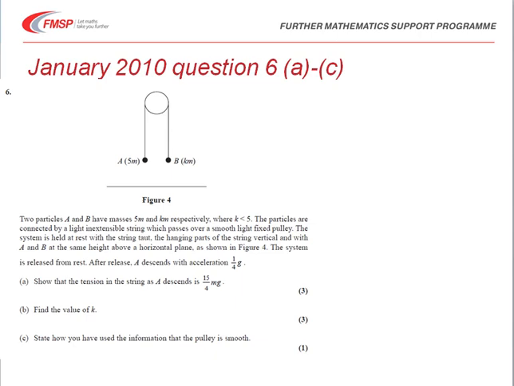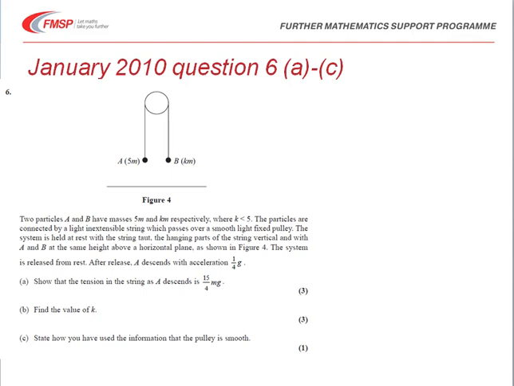The next question is one of connected particles over a pulley. So just reading through the question first of all, we've got two particles A and B with masses 5m and km, and we're told that k is less than 5. The particles are connected by a light inextensible string which passes over a smooth light fixed pulley. There are standard statements in this sort of question. The system is held at rest with the string taut and the hanging parts of the string vertical, and A and B at the same height, as shown in the figure 4.